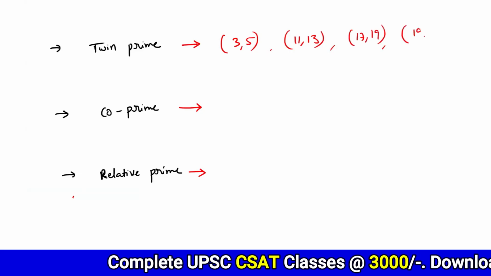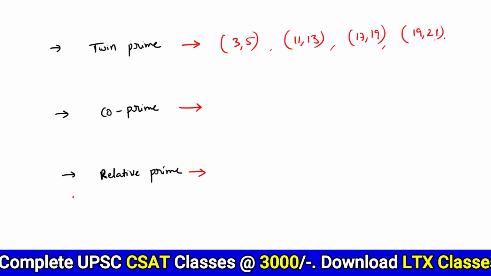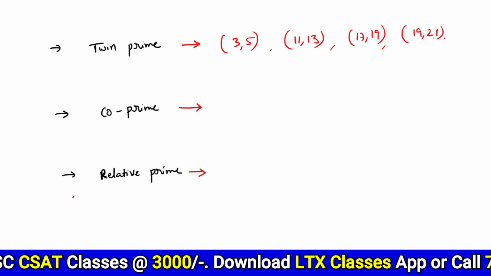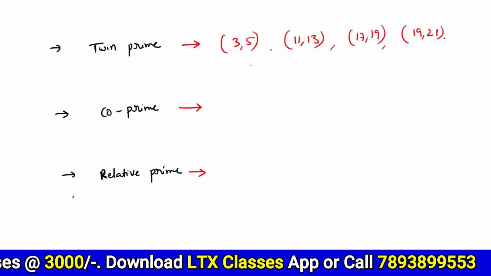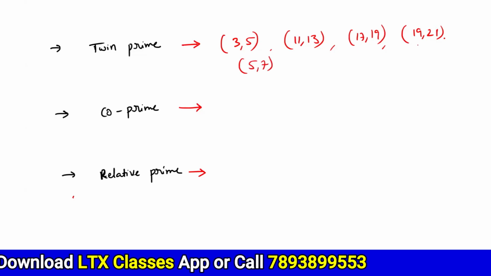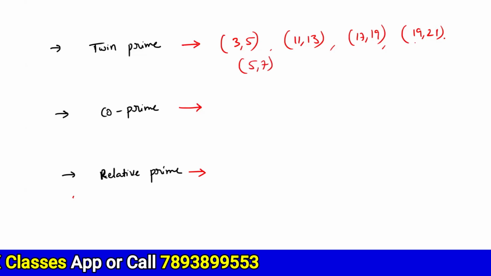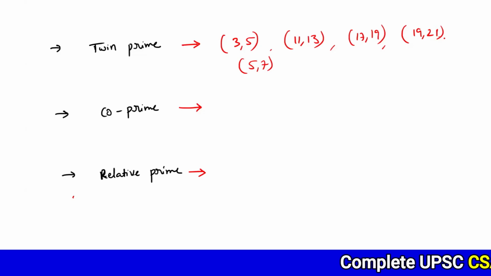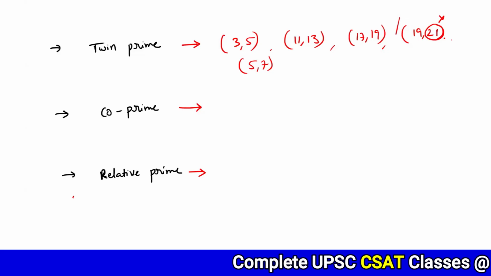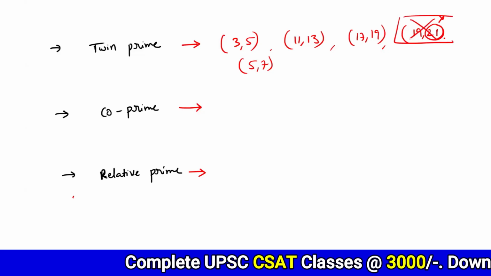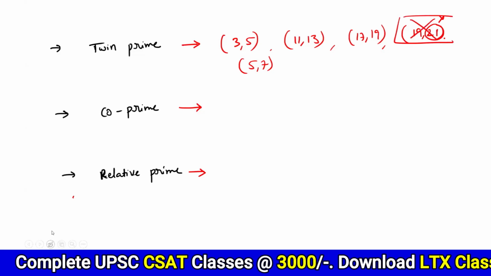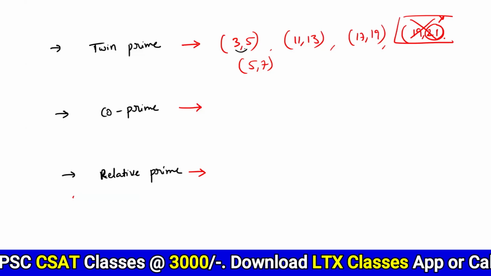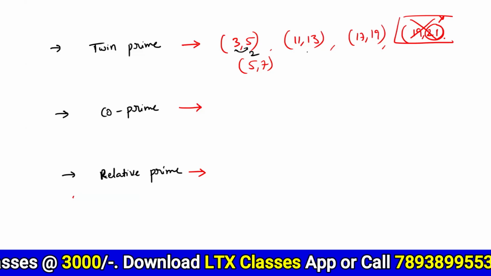Next, can I say 19 and 21 are twin primes? 5 and 7, very good. Can I say 19 and 21 are twin primes? 21 is not a prime number, so it cannot be considered a twin prime. So the difference between the numbers must be 2. Regarding twin primes, the difference between the numbers must be 2.